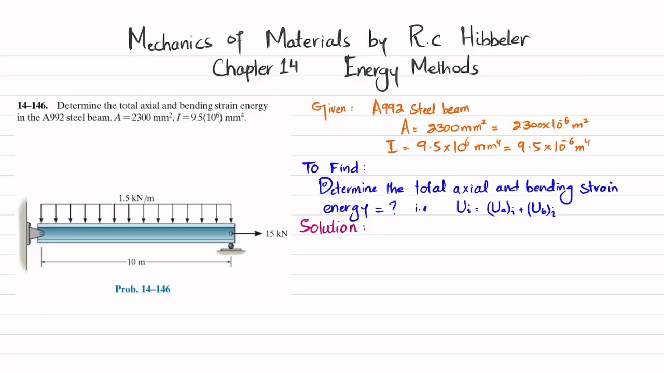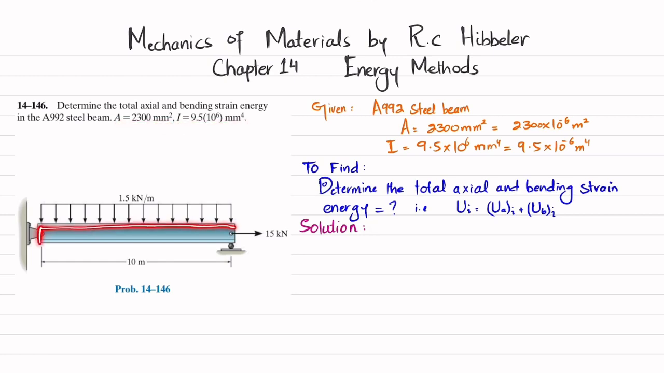Welcome back. In this video, we are going to solve problem 14-146 that is taken from chapter number 14, Energy Methods, and book name is Mechanics of Materials by R.C. Hibbeler. So statement is determine the total axial and bending strain energy in A992 steel beam. Area is 2300 square millimeter and I is 9.5 times 10 to the power 6 millimeter to the power 4.